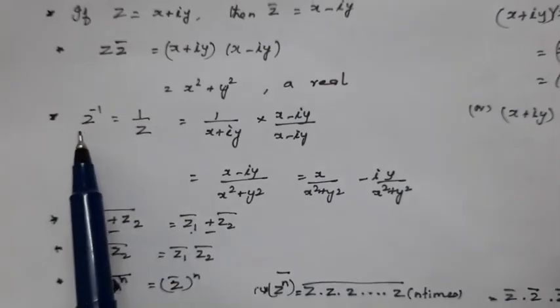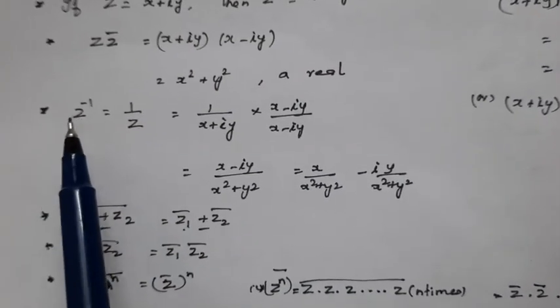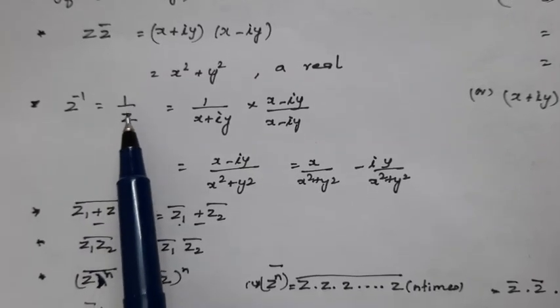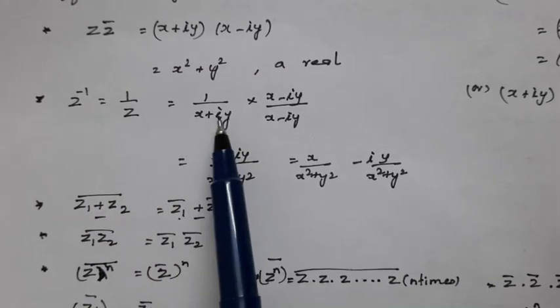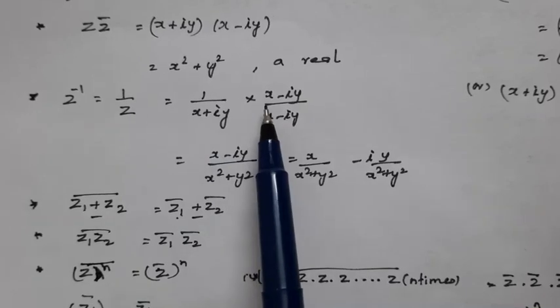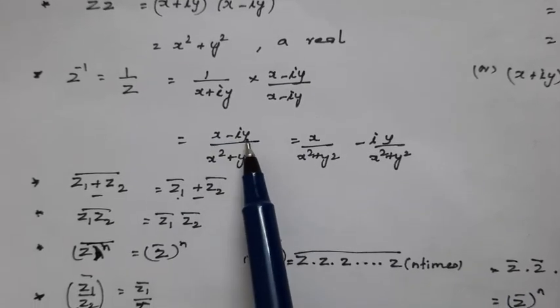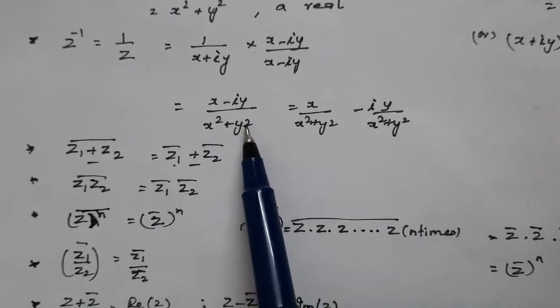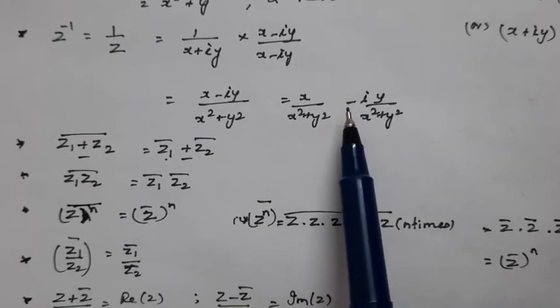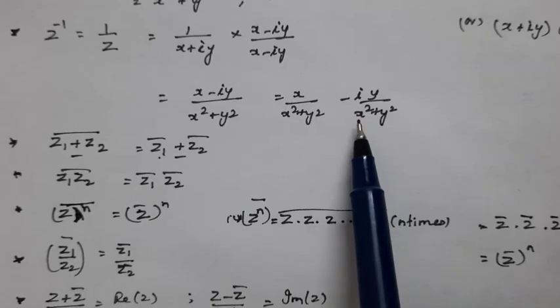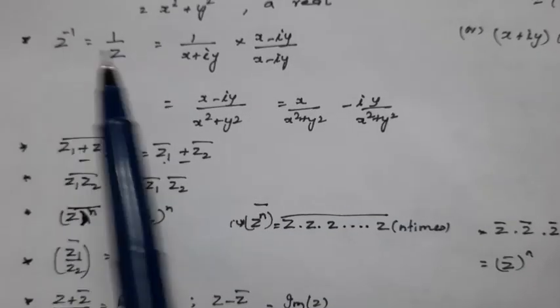And also z inverse, the multiplicative inverse, is equal to 1 by z. That is the reciprocal of z, 1 by x plus iy. On multiplying by the conjugate and dividing by the conjugate, we have x minus iy by x squared plus y squared. That is x by x squared plus y squared minus i into y by x squared plus y squared. That is z inverse.